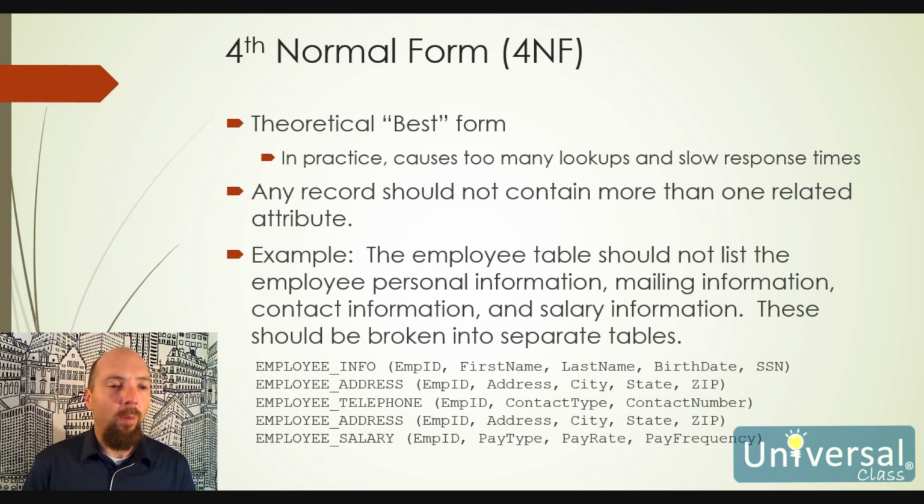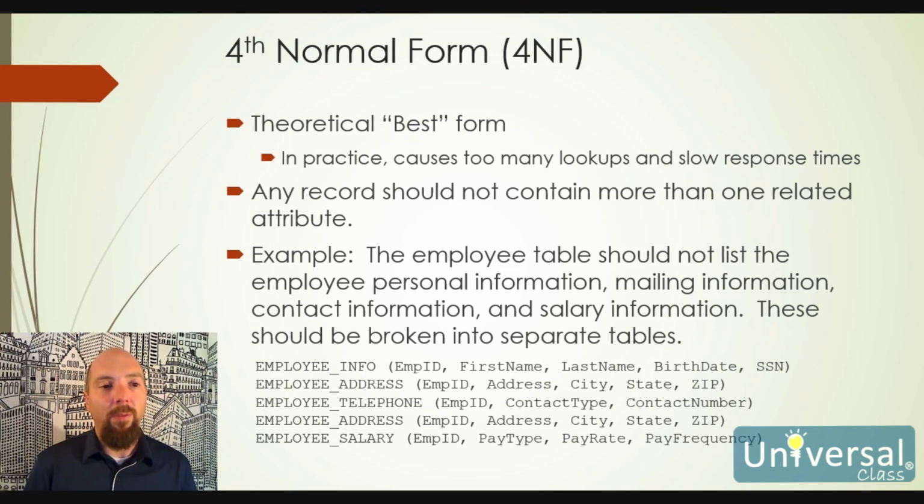Fourth normal form is our theoretical best form. However, in practice, it actually causes too many lookups and very slow response times. So what will happen a lot of times is people will overly normalize their database. They'll get into fourth normal form and then realize the system runs really slow. And so we have to do a process called denormalization, which means getting it back into third normal form, so that we can speed up the system a little bit.